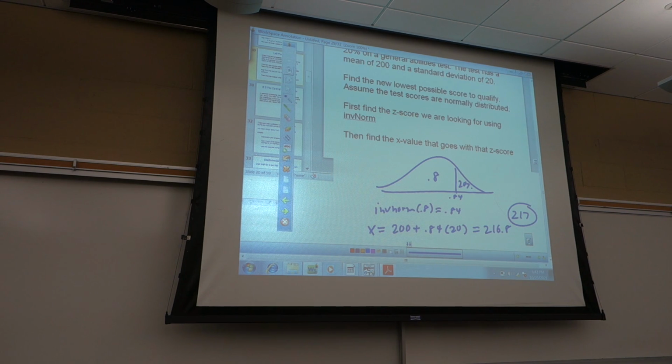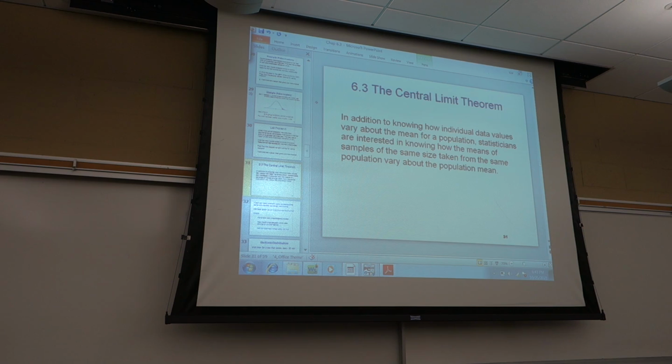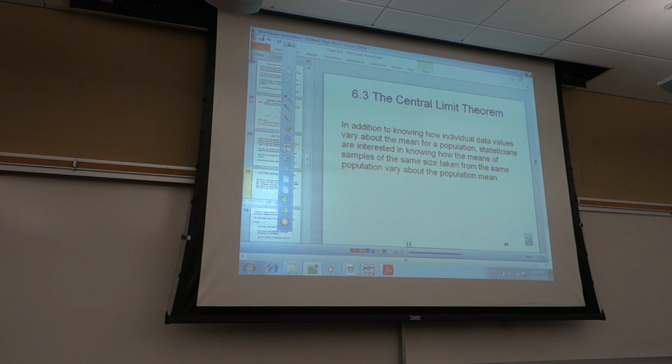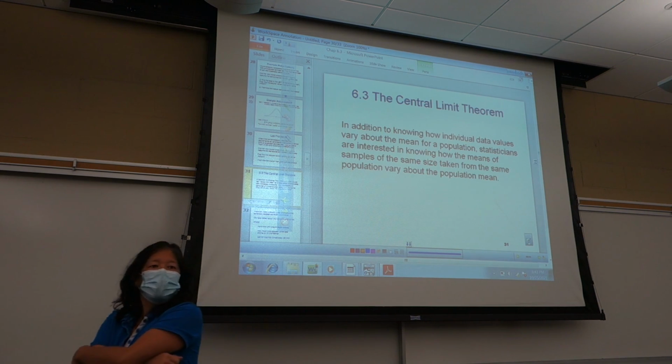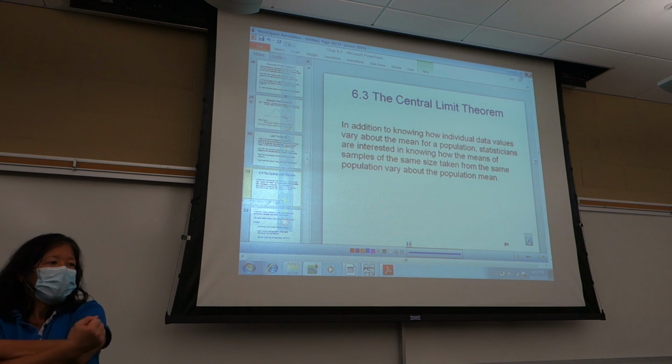Now, we're moving on to 6.3, central limit theorem. Okay, so it's the next page, I believe? Yeah. Great. Top of the next page. You can read loudly. Ryan, do you have a good, strong voice? Sure.